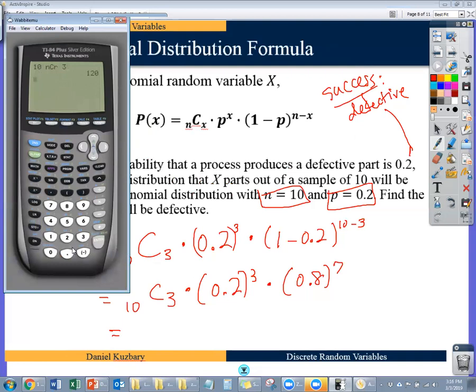So that's 120. I'm going to do 0.2 to the 3rd in my calculator, just to show you what these numbers are. I'm going to do 0.8 to the 7th in my calculator. That's a really tiny number. So you see those 3 things?